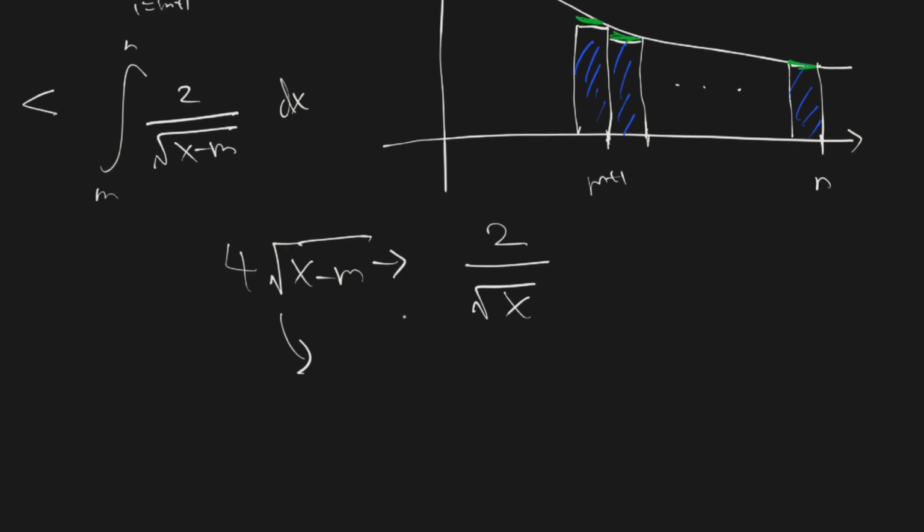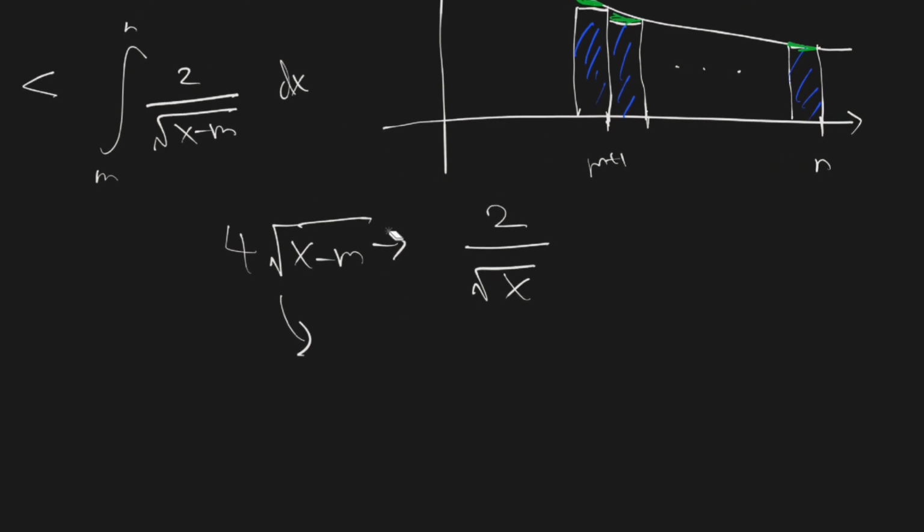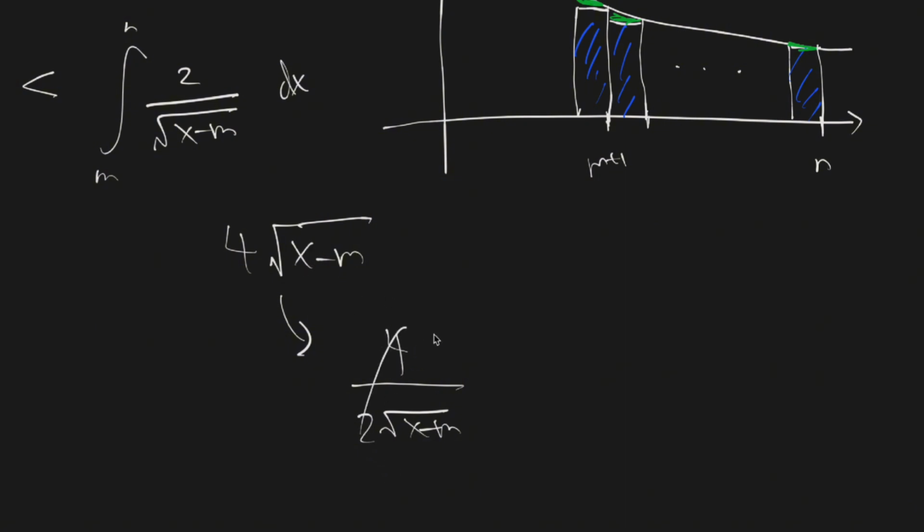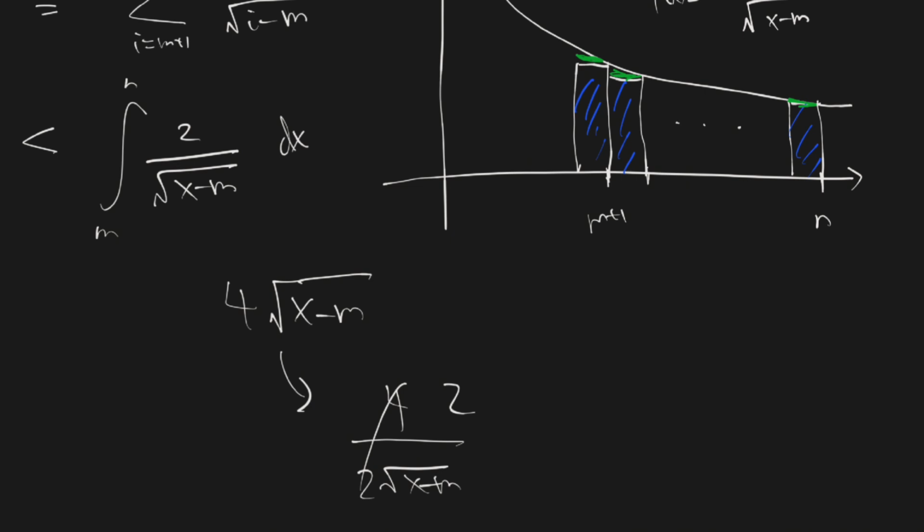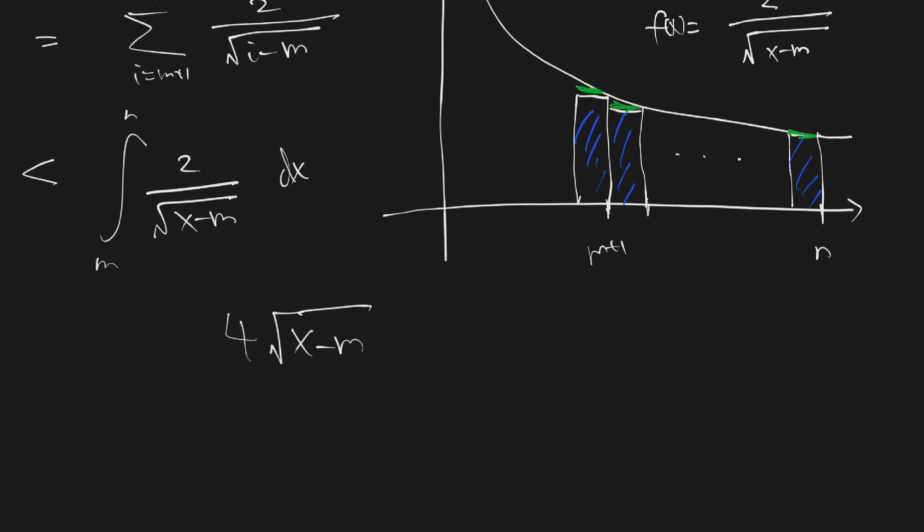By the power rule, the derivative of this should be, first of all, 1 over 2 square root of x minus m, and then by the chain rule, we also need to multiply by 1, but that doesn't do anything. So, yes, it is indeed 2 over square root of x minus m. Okay, so this is the antiderivative. Yay, we found it.